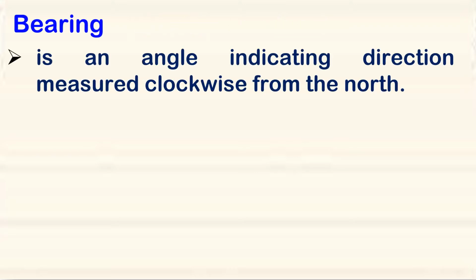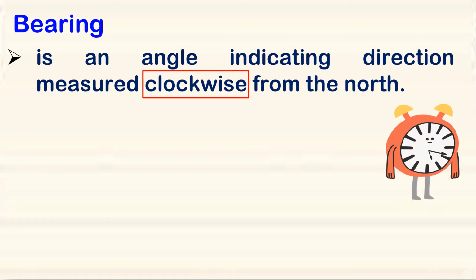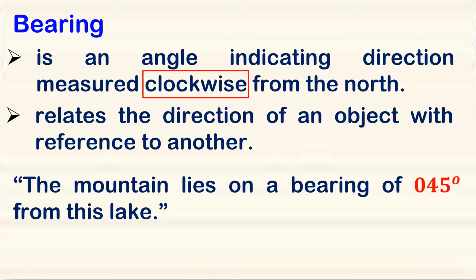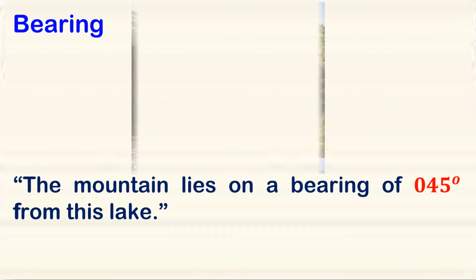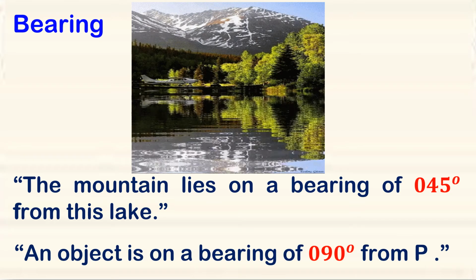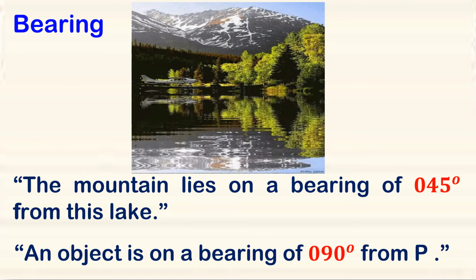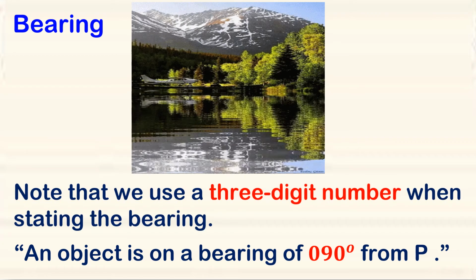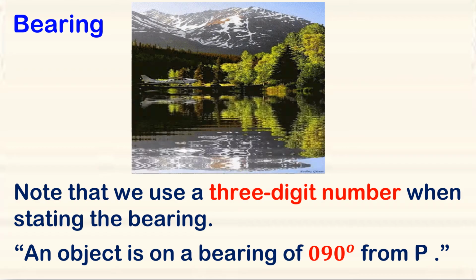Bearing is an angle indicating direction measured clockwise from the north. Clockwise meaning it is the direction of the clock. It relates the direction of an object with reference to another. For example, the mountain lies on a bearing of 45 degrees from this lake. Another one is an object is on a bearing of 90 degrees from P. So as you can see, when it comes to bearing, there are 3 digits. Note that we use a 3-digit number when stating the bearing.